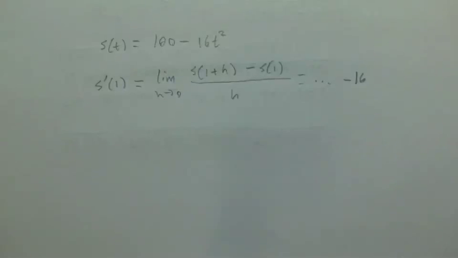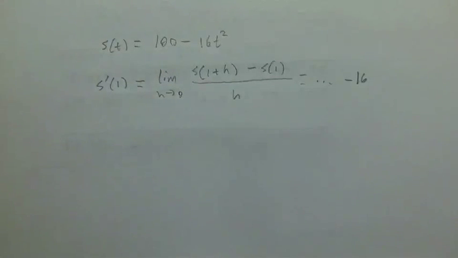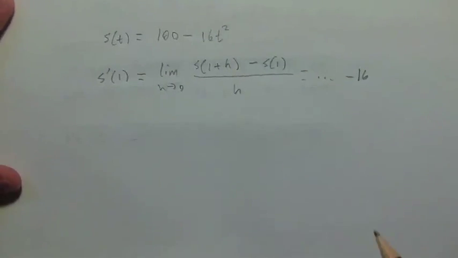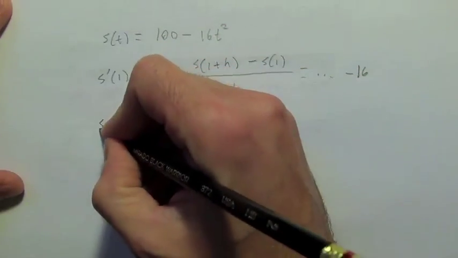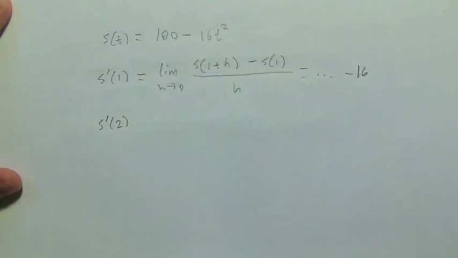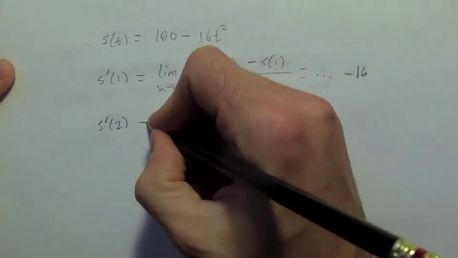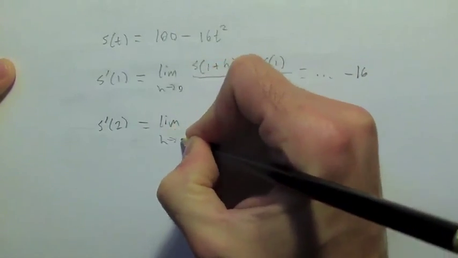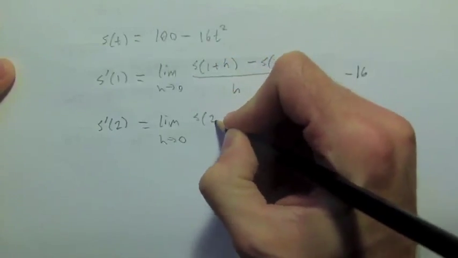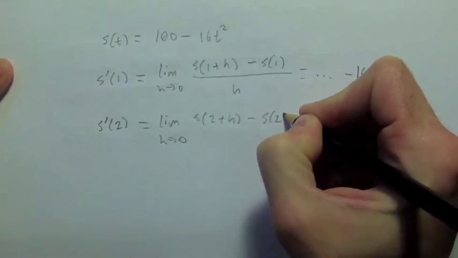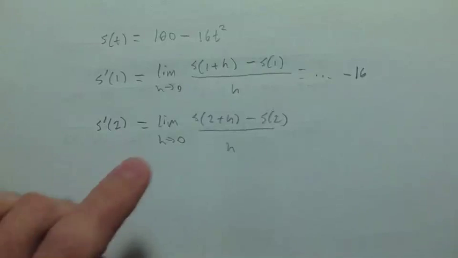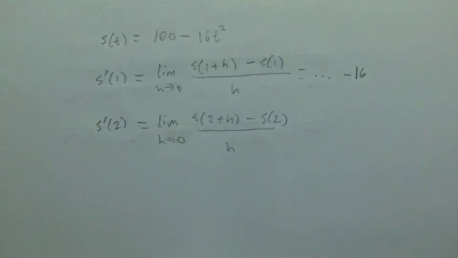I probably have some of the work sitting around here somewhere. But now, let's say, right, we did all that work. Let's say now that I wanted you to find s prime of 2. Right? If I did, that means you would have to go through all this work again. You would have to crank out the limit as h goes to 0 of s of 2 plus h minus s of 2 all over h. And you would have to plug 2 plus h in, blah, blah, blah, crank it out.